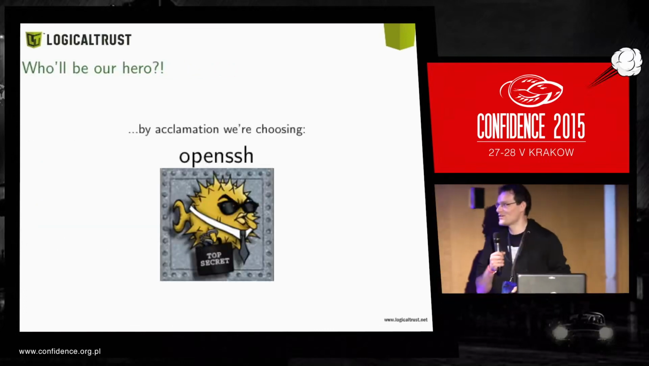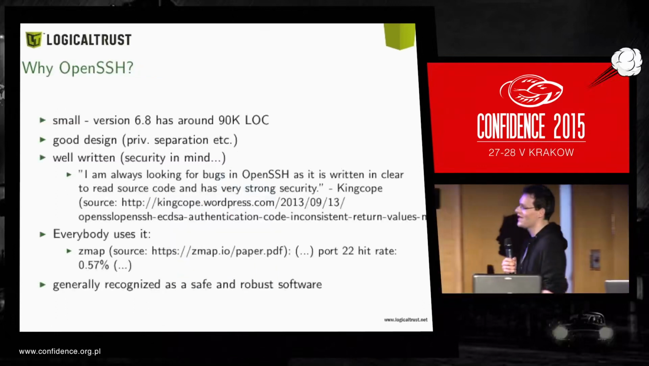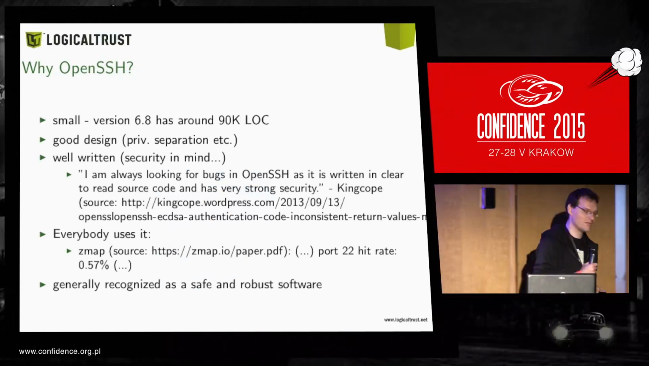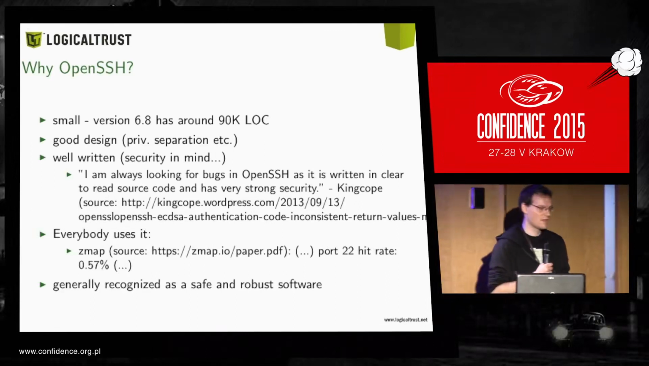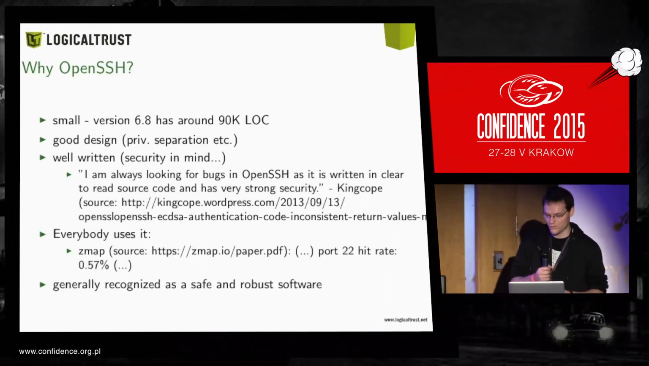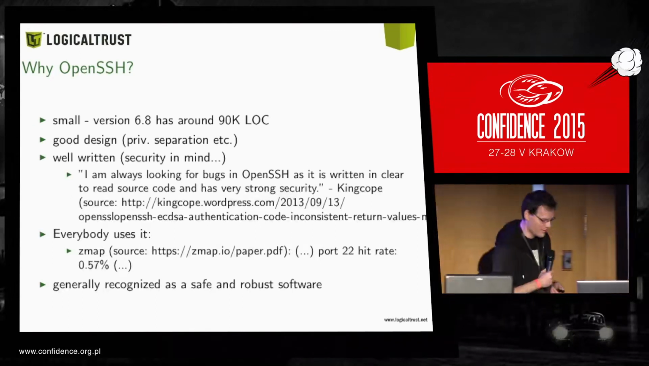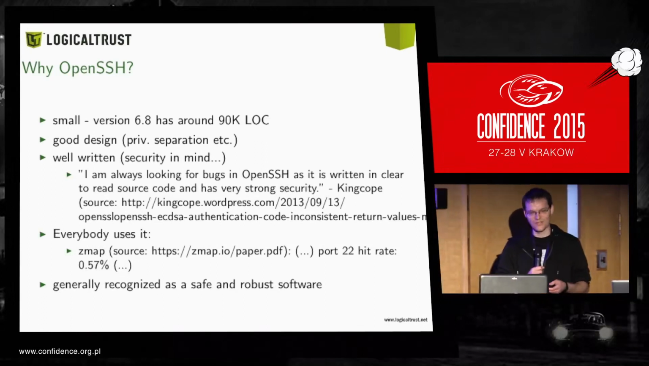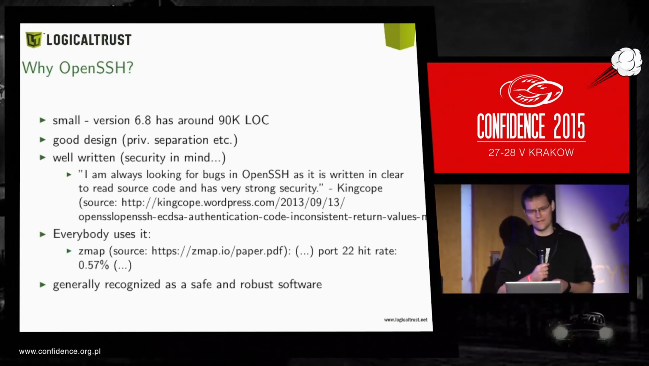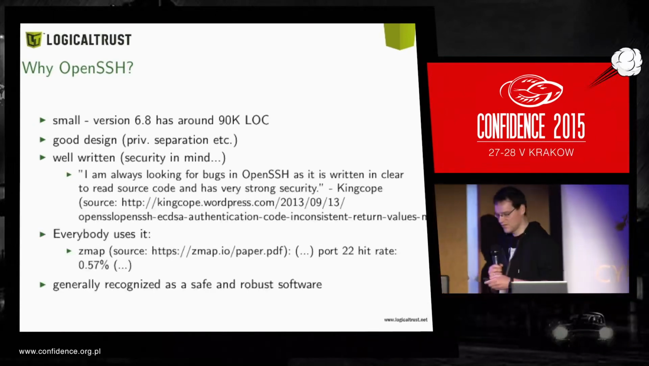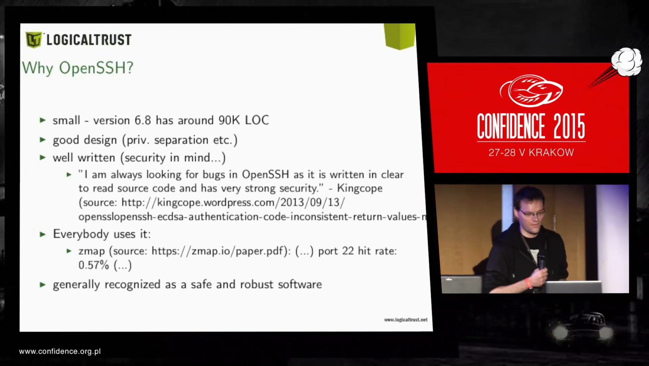OpenSSH. What a great choice. So by acclamation, we are choosing OpenSSH. Why? Because it's relatively small. It has good design. It's well written. Also, well, I usually enjoy reading code, but OpenSSH is pretty good code to read. If you, for example, want to see how to implement security mechanisms, take a look at OpenSSH. And that's not only my opinion, but also Kinko's. You probably know him. He thinks the same.